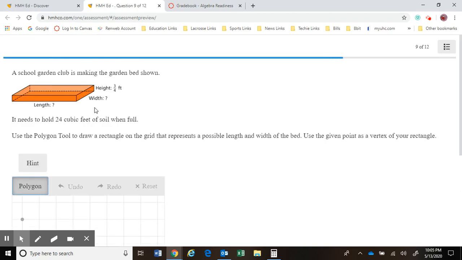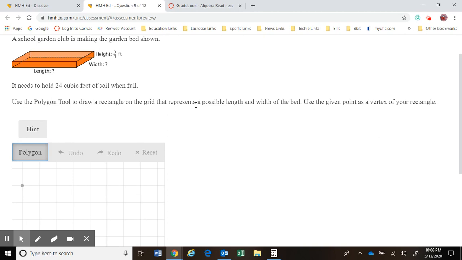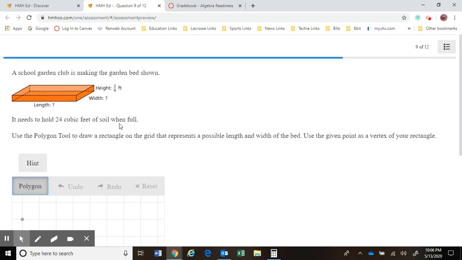All right, question number 9. Okay, so we're going to use the polygon tool here to do this. The School Garden Club is making the garden bed shown. I got a length, I don't know what it is. I got a width, I don't know what it is, but I know the height is 3/4 of a foot. It needs to hold 24 cubic feet of soil when full. Use the polygon tool to draw a rectangle on the grid that represents a possible length and width of the bed. Okay, so I need to multiply some number to get to 24.